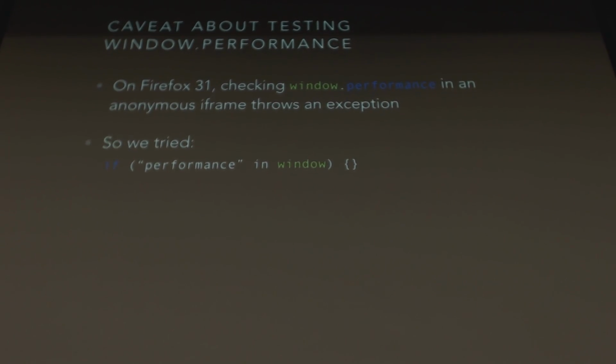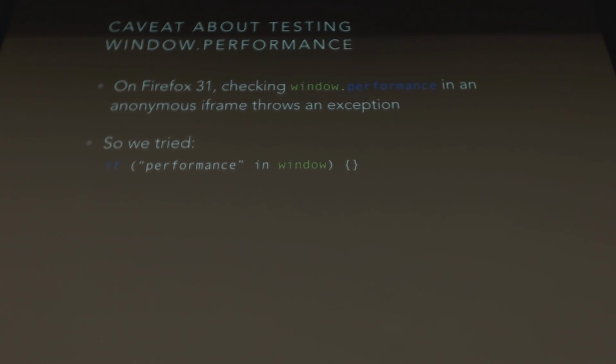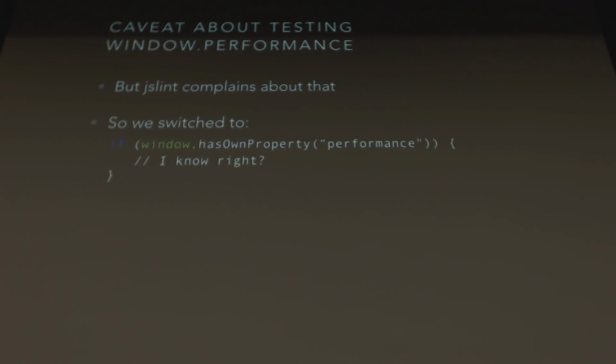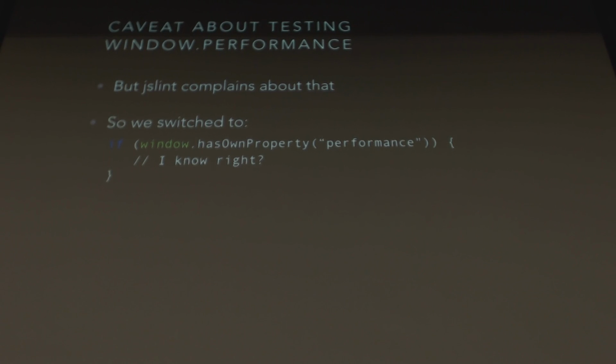Because they didn't expect it to ever be thrown, because they didn't expect anyone to ever do window.performance in an iframe that does not have a body. But we do, because we load Boomerang in an anonymous iframe. So we spoke to them, and they said you need to do if performance in window. Now, who here uses JSLint? Does anyone use JSLint? If you do this in JSLint, it complains, saying, improper use of in.